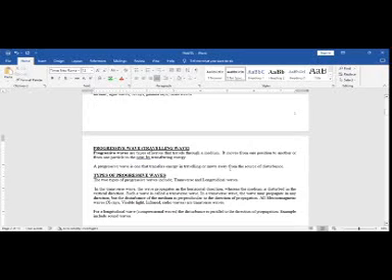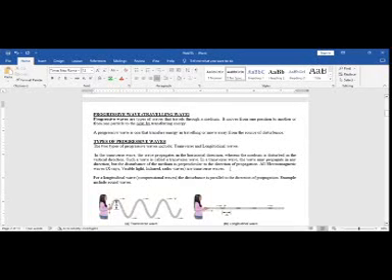Okay, let's go to types of progressive waves. There are two types of progressive waves. We have the transverse and the longitudinal wave. In the course of this study, we are going to understand what is meant by a transverse wave and what is meant by a longitudinal wave.